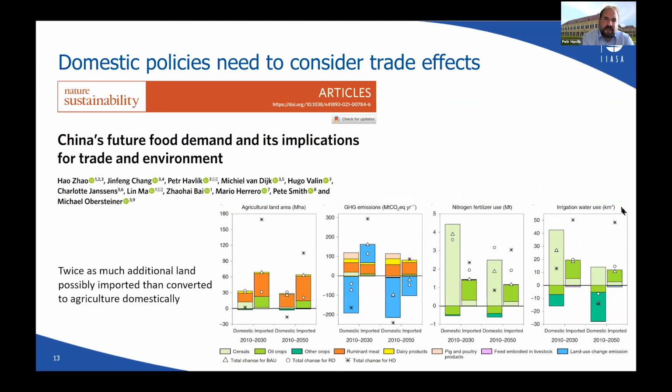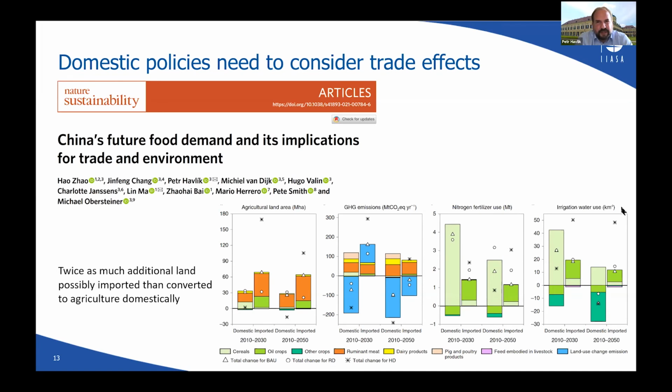I maybe will now quickly jump here. These are the more bilateral considerations on the trade side. So this was again a great pleasure to collaborate with another Chinese colleague, Hao Zhao, and together with Xinfeng Chang, where we looked at the domestic and also outside China effects of the future growing food demand on again different dimensions of environmental sustainability. And here we found that without accompanying policies, the effects on land use and land use change outside of China could be double than the domestic effects.